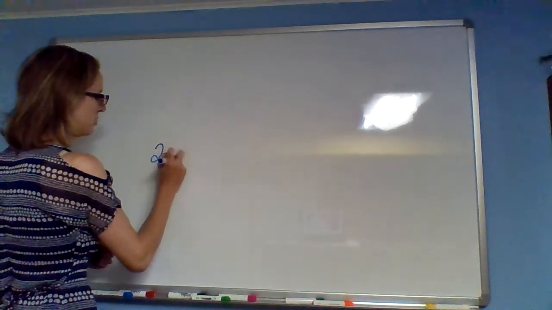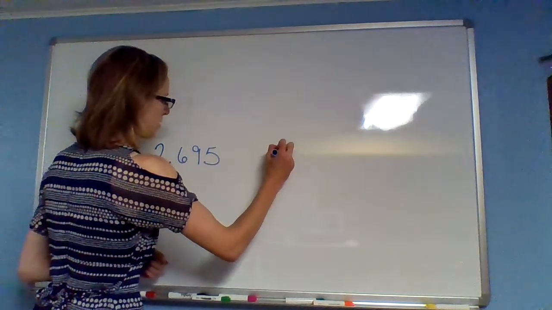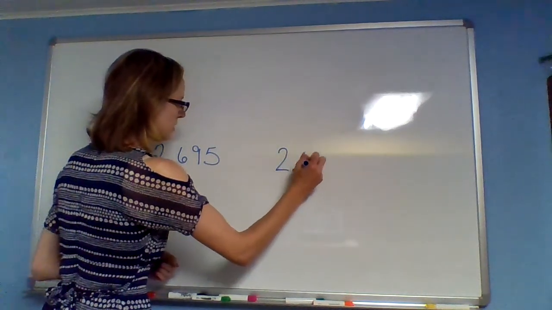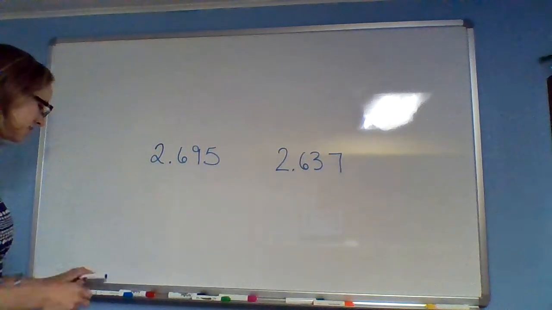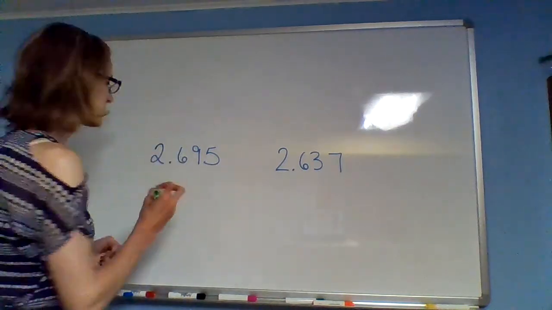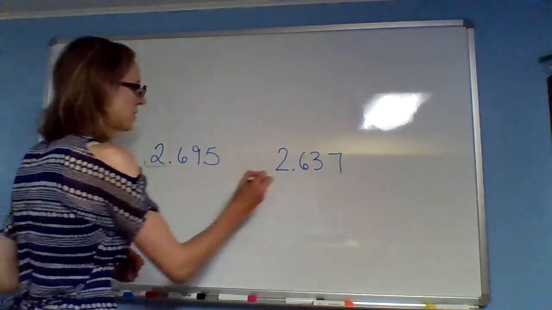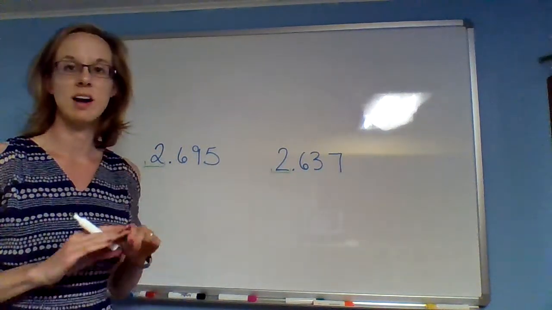So, 2.695, 2.637. I still am going to start in the biggest place value that exists in my number. The biggest place value in both of these numbers is the 1 spot. When I compare the 1 spots, I see that the numbers are equal.